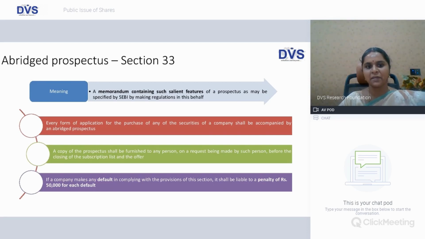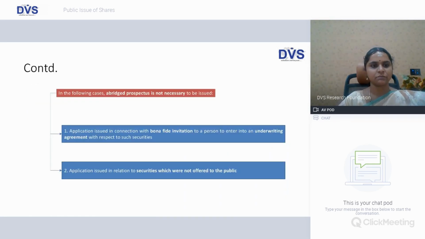So every form of application for purchase of any of the security shall be accompanied by abridged prospectus. And again, it is an obligation for the company to furnish this to any person who makes a specific request before the subscription list is closed. And if the company makes any default, they shall be liable to a penalty of 50,000 for each such default.